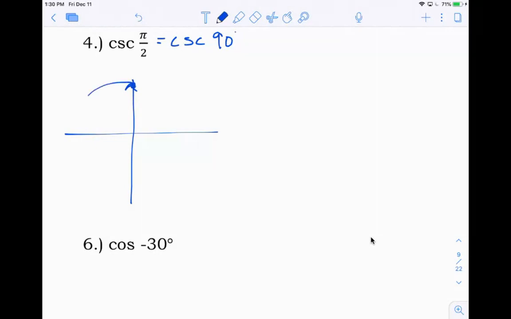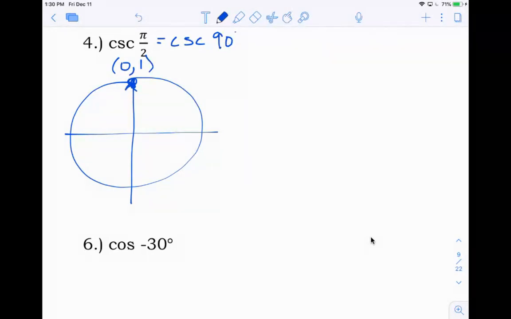Instead, let's play more on the circle idea, in which case this would be the point 0, positive 1. Cosecant, opposite of sine. Sine is the y, and so this would be cosecant. Let's just write that again. Cosecant of 90 would be 1 over the sine. The sine in this case is 1, and so it is still going to be 1. We get cosecant of 90 is equal to 1.